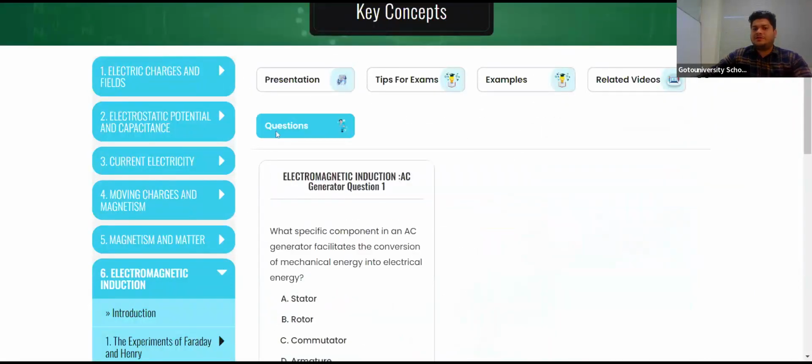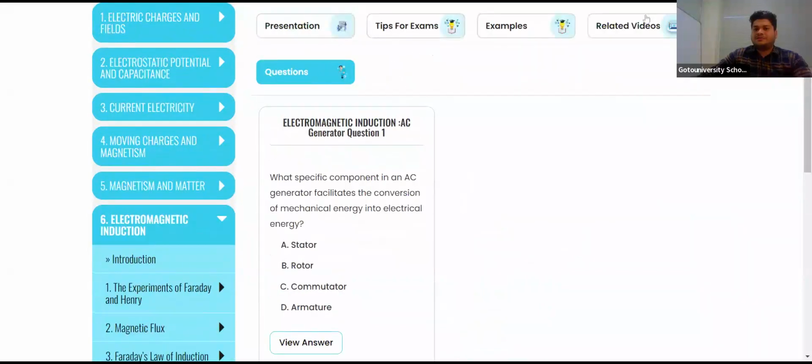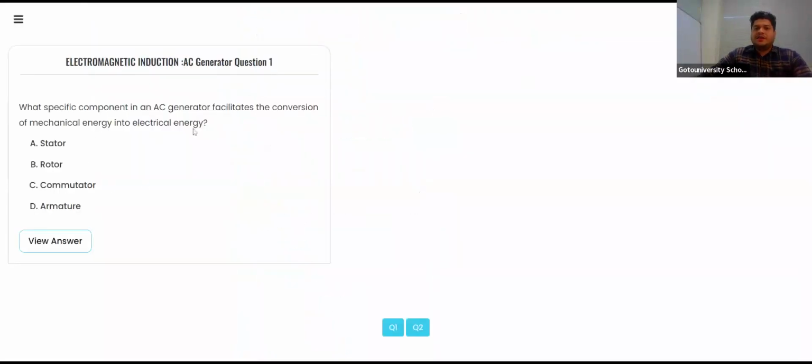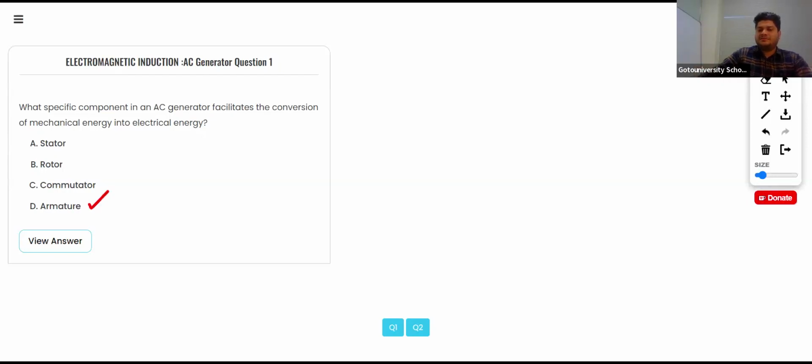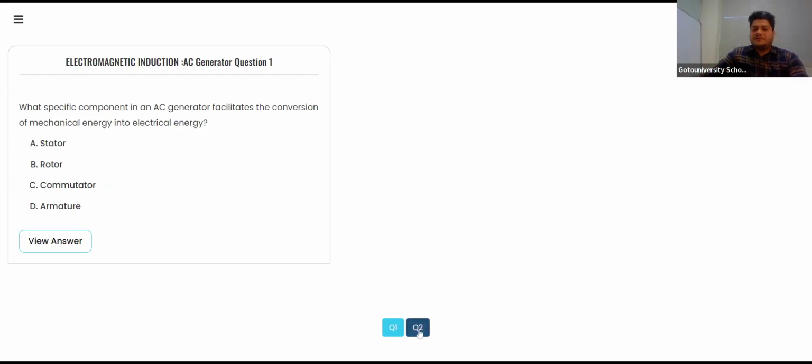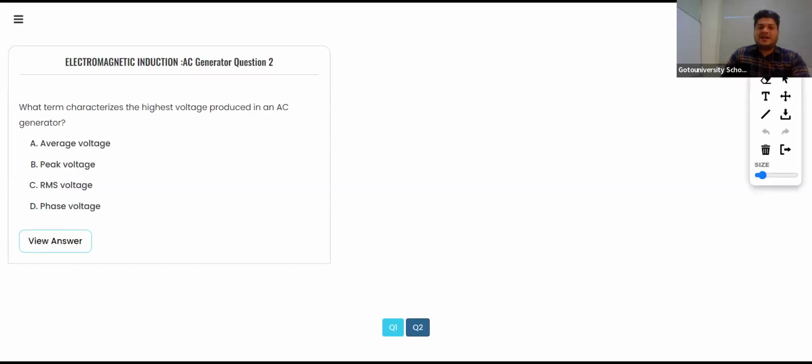Let's see some questions based on this. What specific component in an AC generator facilitates the conversion of mechanical energy into electrical energy? Stator, rotor, commutator, armature? Armature coil. Mechanical energy, motion, will convert into electromotive force. Then, what term characterizes the highest voltage produced in an AC generator? Not average, not RMS, but peak will represent the highest voltage.